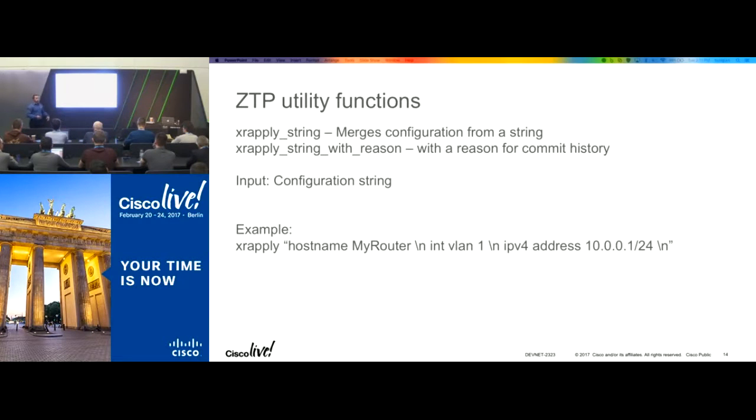If you don't want to use a file or if you're making a small change, you may be better off with XR apply string. And there's, big surprise, also the with reason variant, which we would recommend. So this one works by just specifying the string, and it's a backslash n to separate the multiple lines of the configuration.